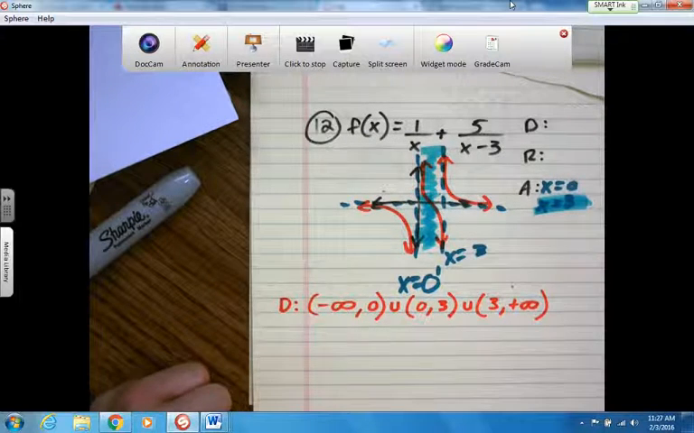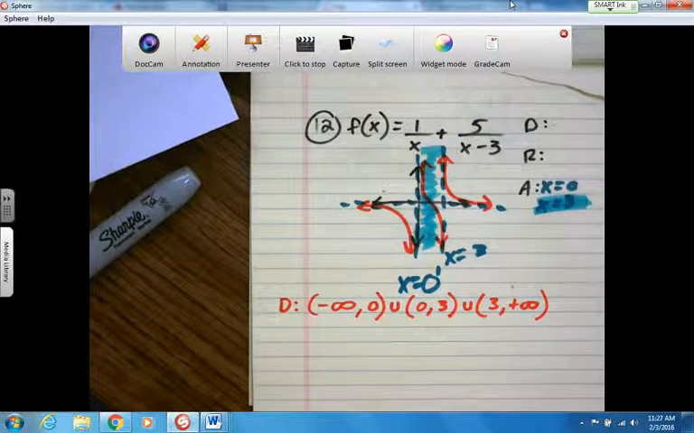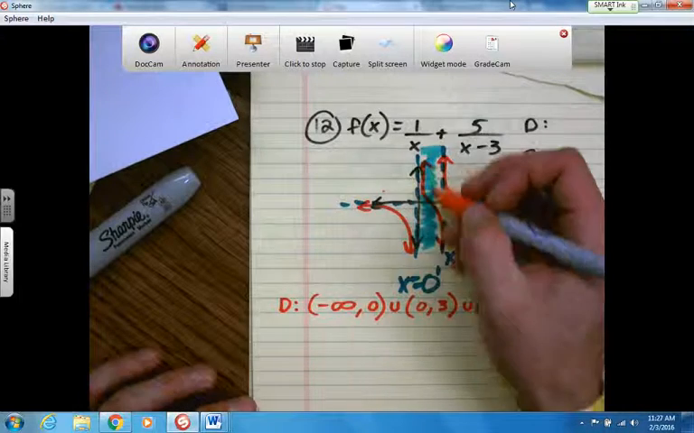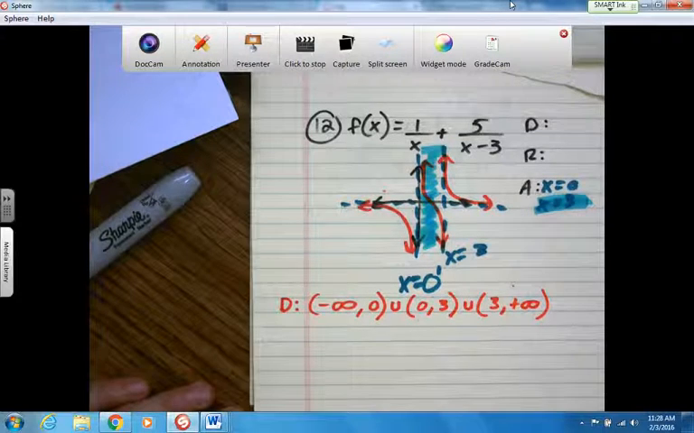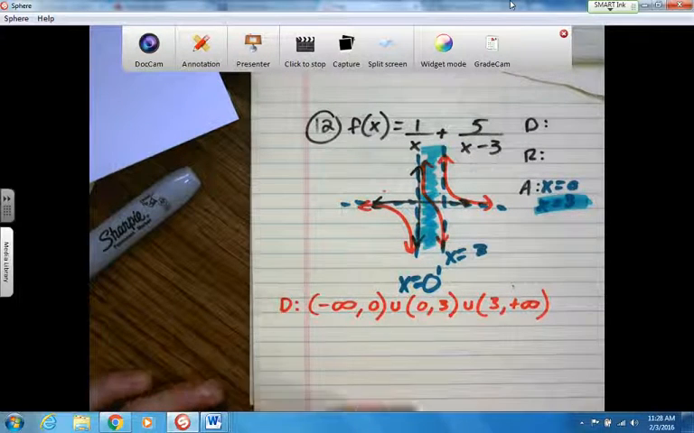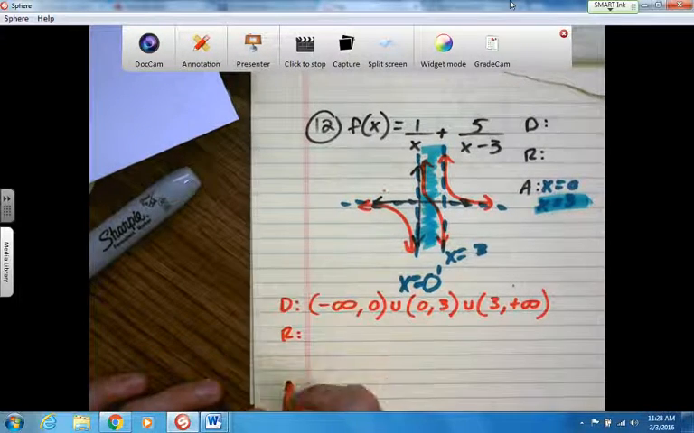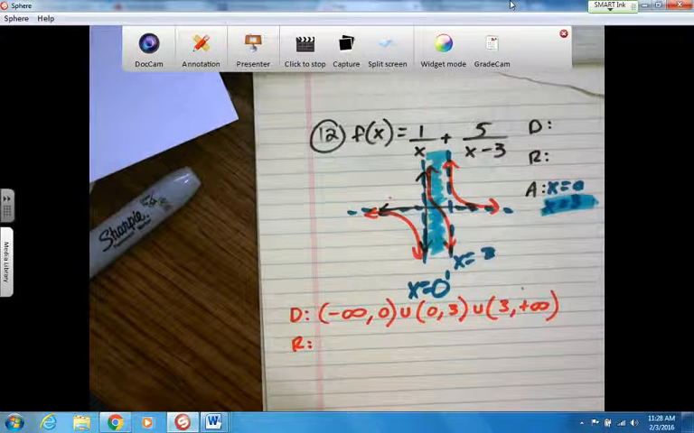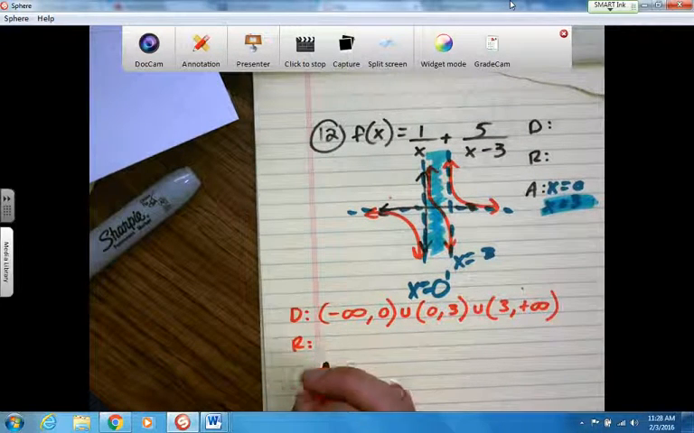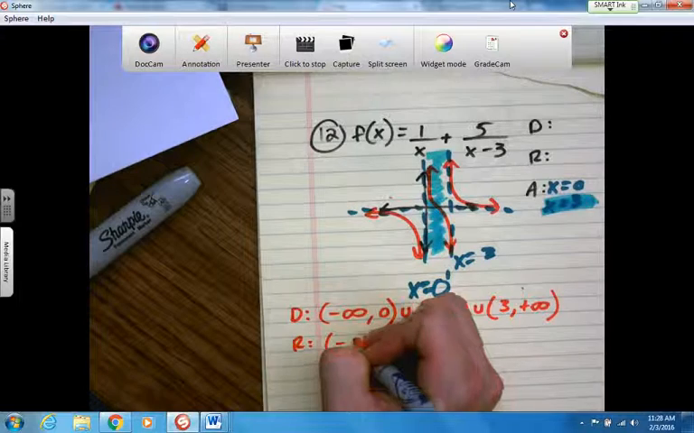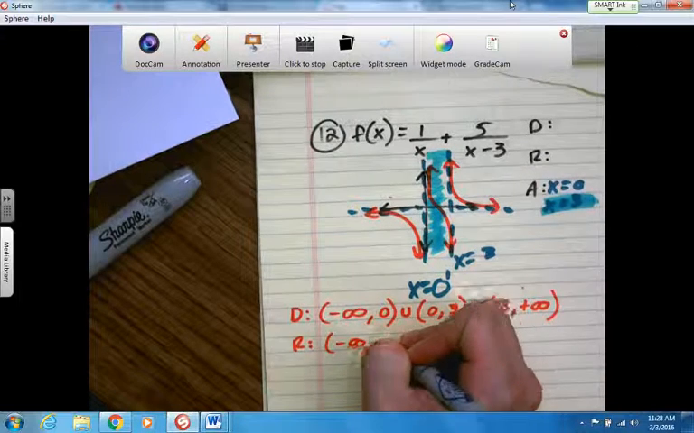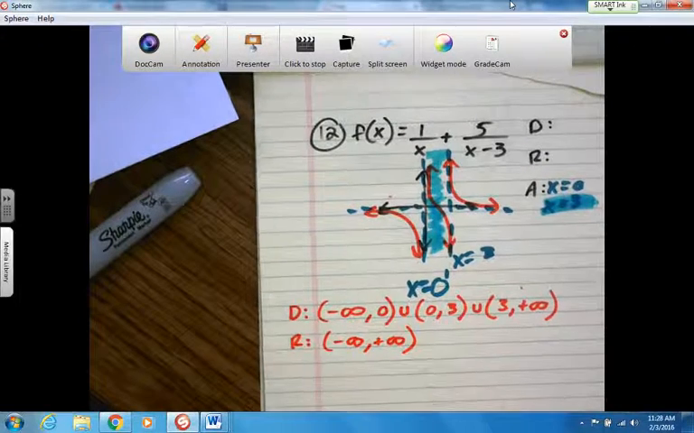Now my range, we talked about how it's crossing, it's going up and down in every single direction. So there are no restrictions on my range. So if that's the case, when I talk about my range, Cody, what's going to be my range in this problem? Okay? And when I say there's no restrictions, yep, so it'll be negative infinity to positive infinity.